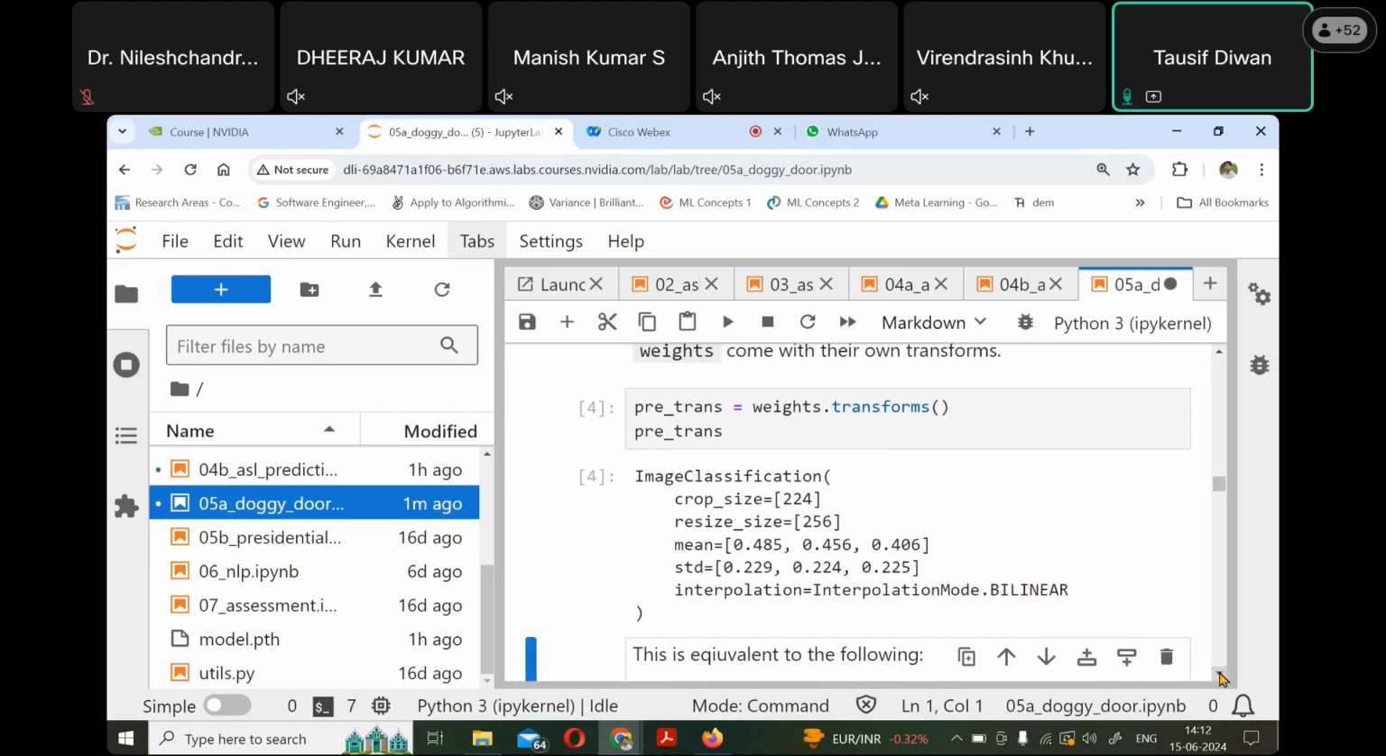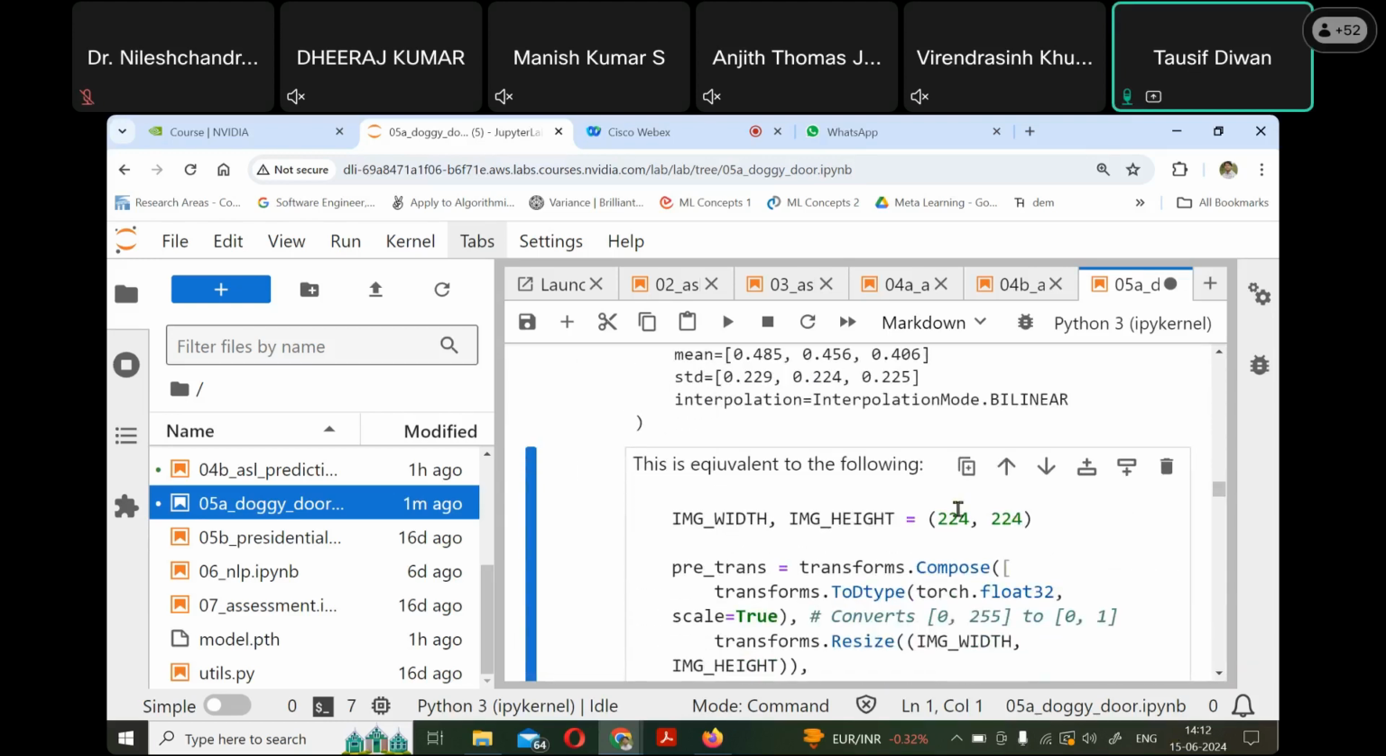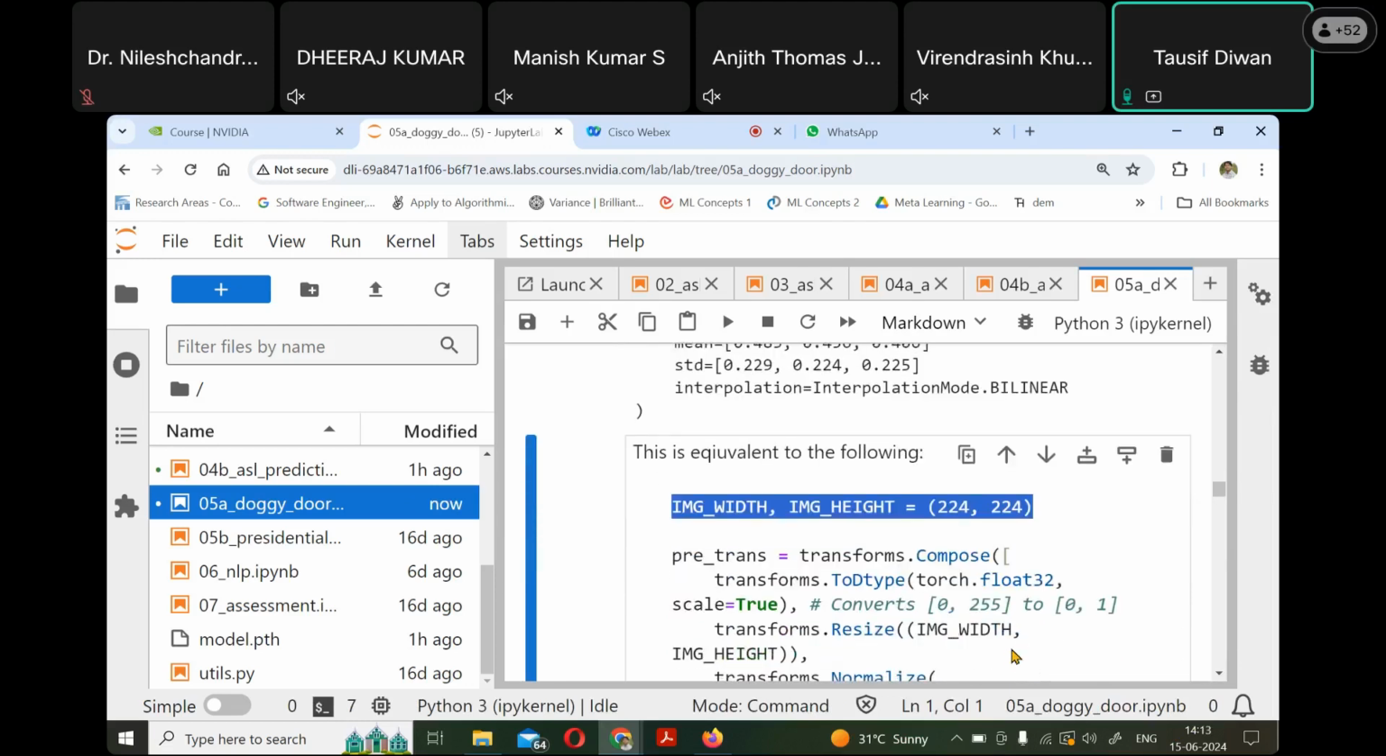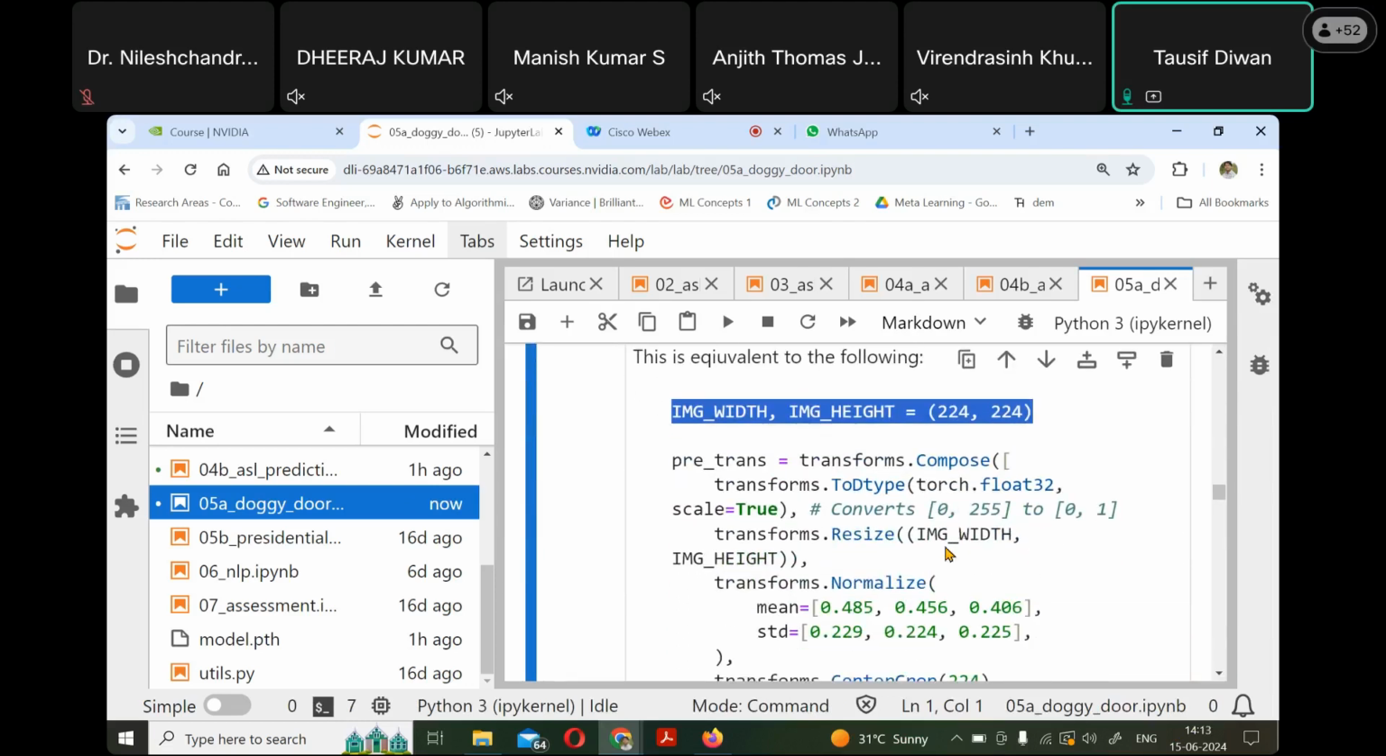The thing is that we are just defining the image width and height as 224 by 224. This is the standard size that the model takes. The actual size was 256 by 256, but it's a random crop, and after cropping the size is 224 by 224. And we also ensure that after doing this transformation, we normalize it to get this particular mean and this particular standard deviation.